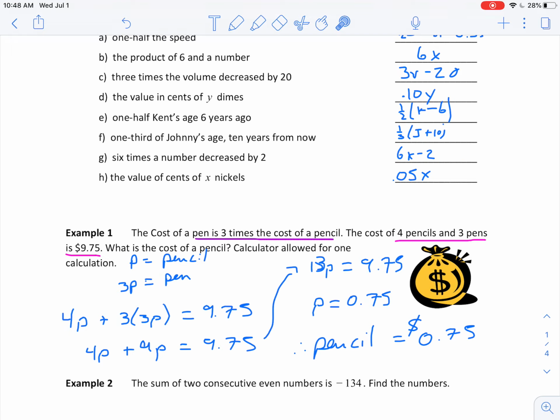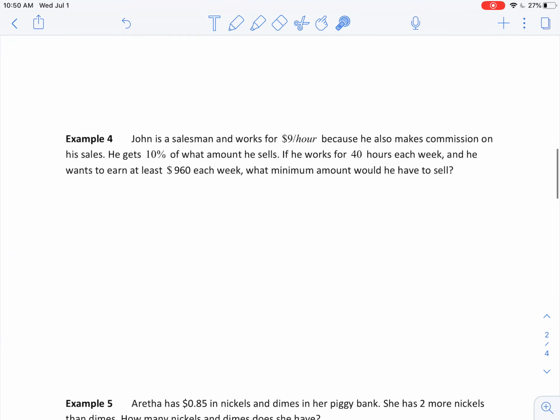And I know that the equation I have to follow is 4 pencils and 3 pens is $9.75. So 4P plus 3 times 3P equals $9.75. So then I can do this operation of multiplying 3 into 3P. I end up getting 4P plus 9P is equal to 9.75. Solve for my variable P, which I end up getting a pencil to be 0.75, or a pencil is 75 cents. Last example.